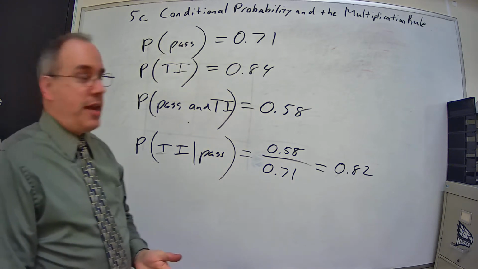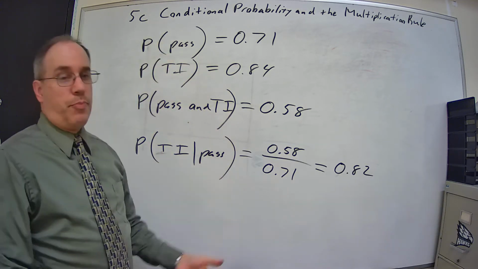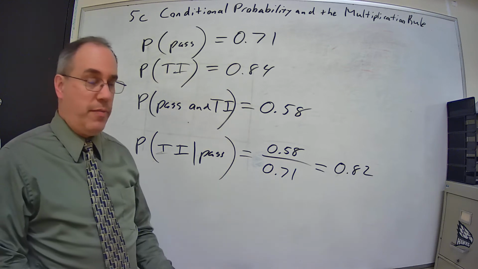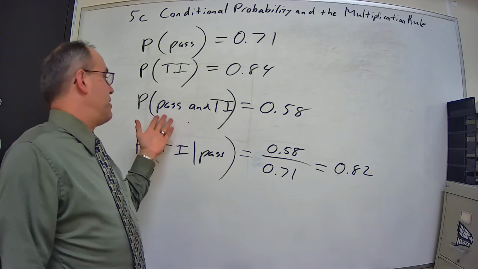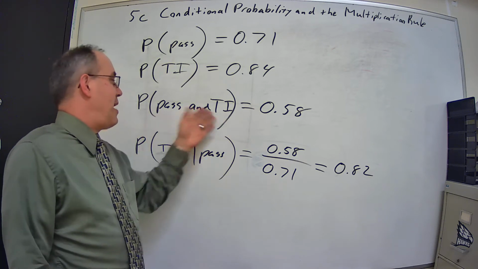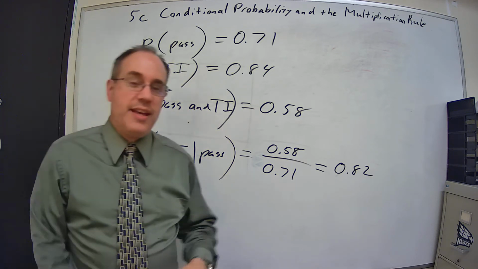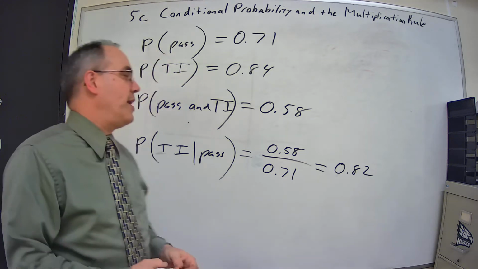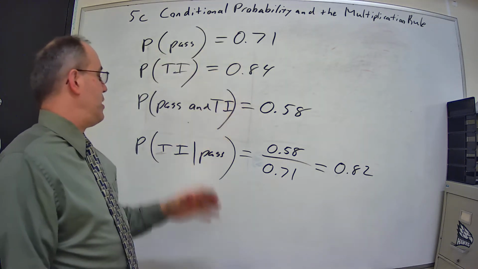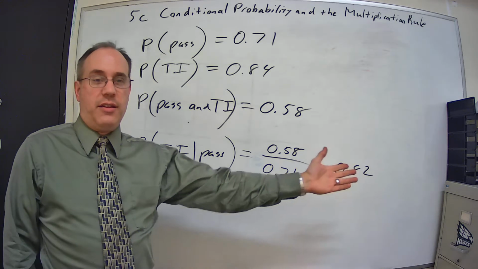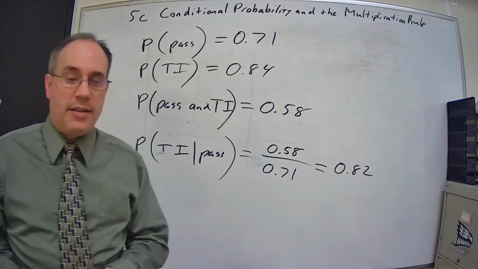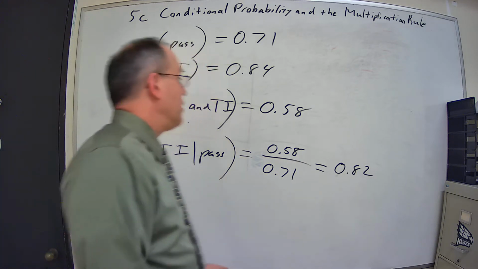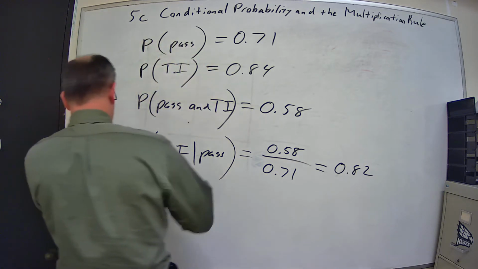The only way you could calculate it is you'd have to have a whole bunch of people and see how many passed and how many failed. You'd have to see how many have TI calculators, how many don't. You'd have to then see how many that passed have TI calculators. So just keep that in mind. These were given, we then used that to determine the probability that someone has a TI given that they pass. So, conditional probability.